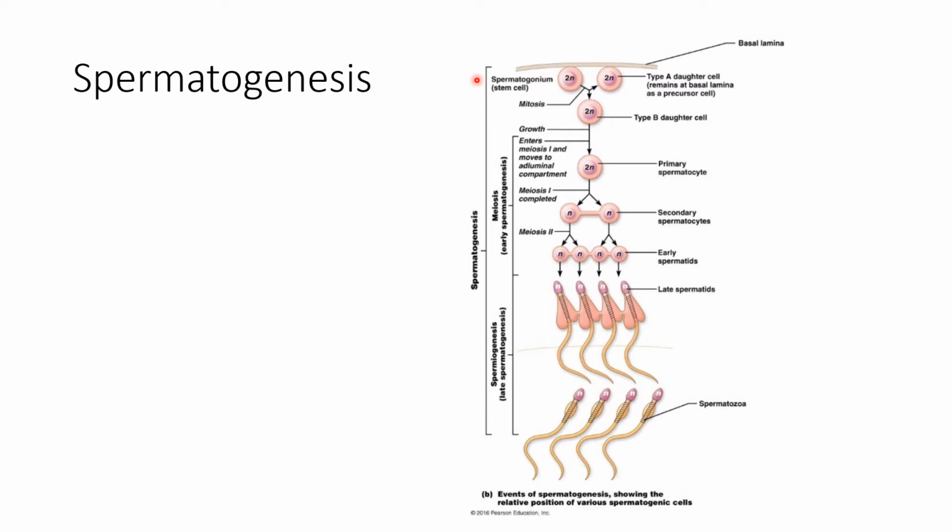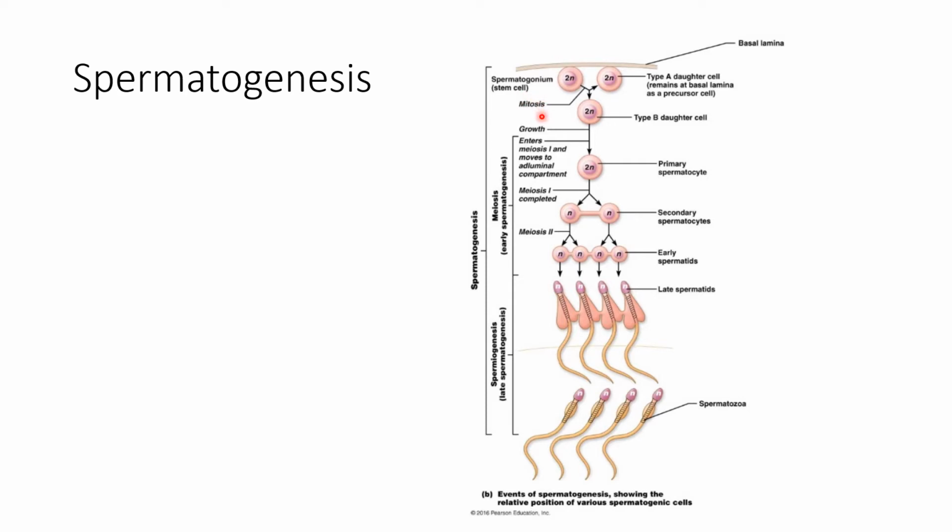Those stem cells contain the full set of chromosomes. So they are diploid, or you can refer to them as 2N. Those spermatogonia cells are going to begin dividing when a male hits puberty. So when a male hits puberty, those spermatogonia, or those stem cells, are going to start going through mitotic division.